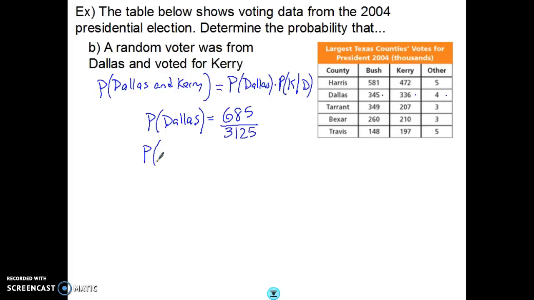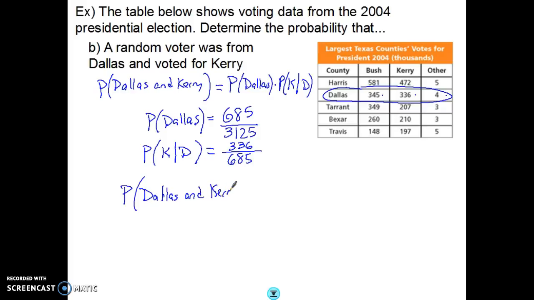Now the probability that they voted for Kerry, once we know that they are from Dallas, we can now kind of go back to what we were working with before, which is just looking at this Dallas row. So in this case, probability they voted for Kerry is 336 out of all of the Dallas voters. We see that 685 again. So the probability that we wanted, which was they were from Dallas, and they voted for Kerry, we said we could calculate as this multiplication.